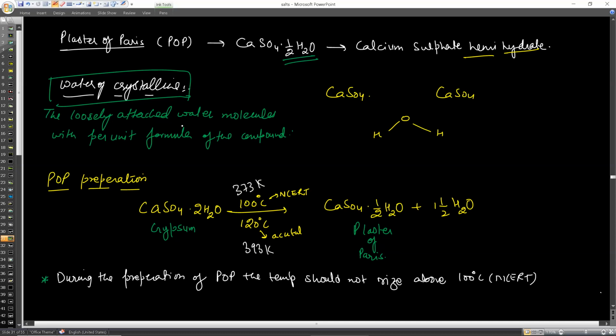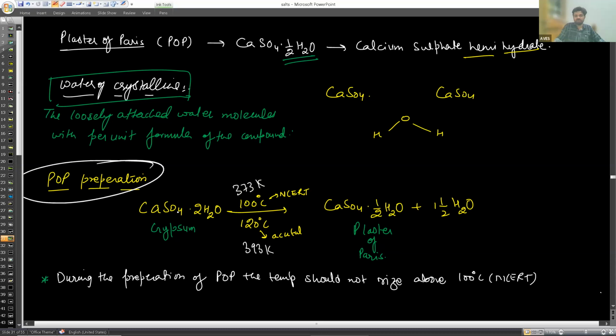So what is water of crystallization here? What I'm saying is that if I'm talking about the plaster of Paris, that is calcium sulfate hemihydrate. And you have to write the preparation of plaster of Paris, POP preparation.